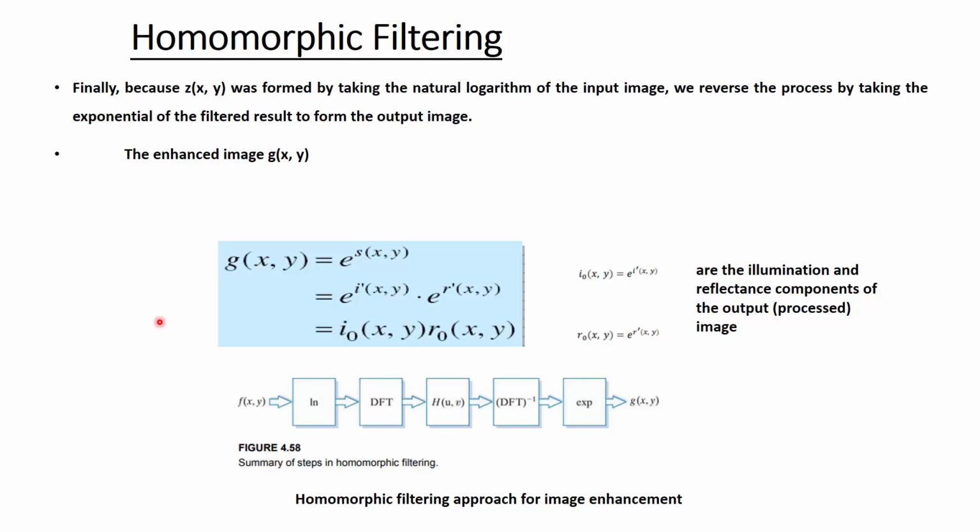The whole process of homomorphic filtering can be summarized in the block diagram below. Initially we take the log of the input image, then we take the Fourier transform, and then the Fourier transformed image is multiplied with the transfer function of the filter. Then we take the inverse Fourier transform, and finally we take the exponential of the inverse Fourier transformed image. So the output image g(x,y) is obtained.